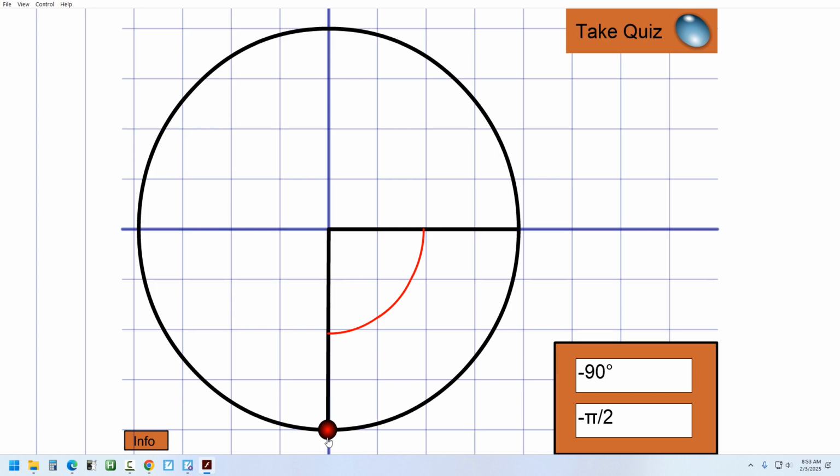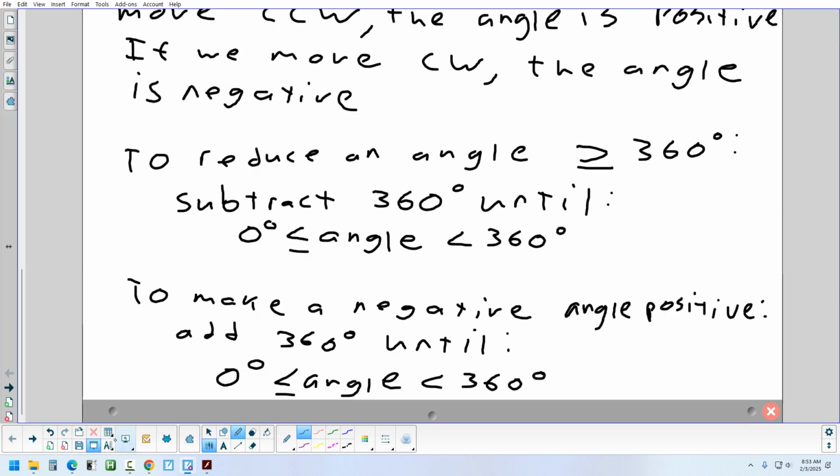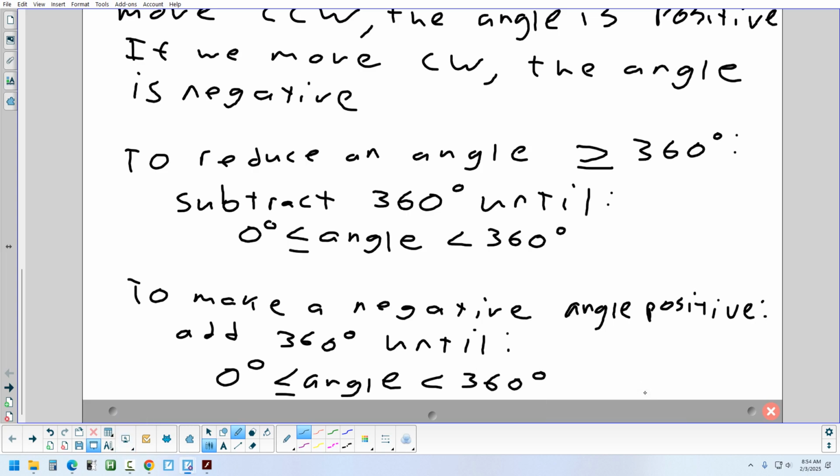Yeah, we could add 360. And if you add 360 to negative 90, you get 270. Okay. So you can add or subtract 360 degrees as many times as you want, and that will not mess up the coordinate. All right, so any questions on that?